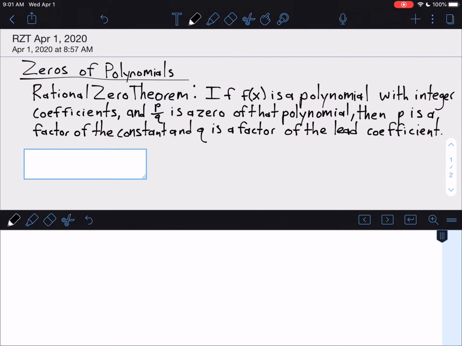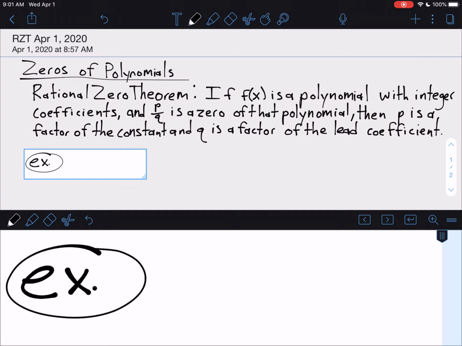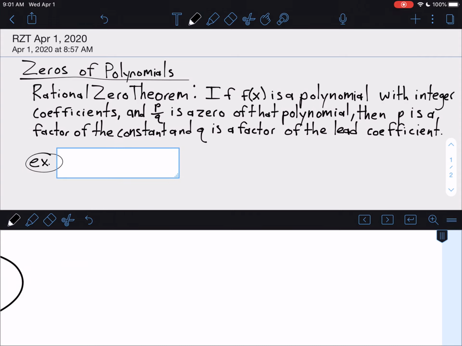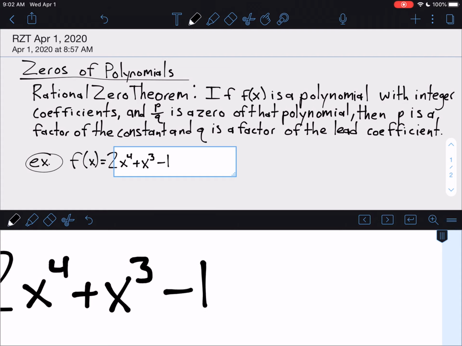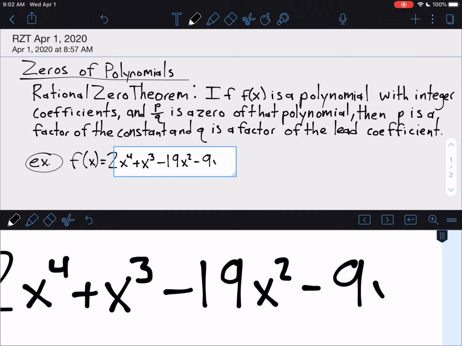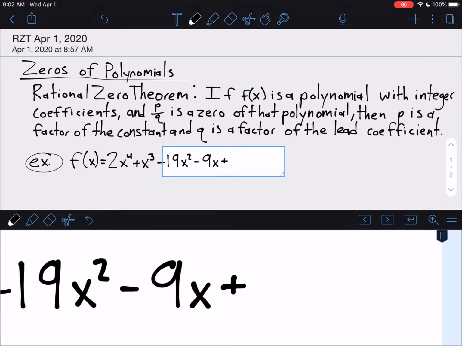So the first thing we have to do here is figure out our polynomial. The example polynomial we're going to be using is this one right here. So f of x equals 2x to the fourth plus x to the third minus 19x squared minus 9x plus 9. And we are going to be using this polynomial and finding the rational zeros of it.